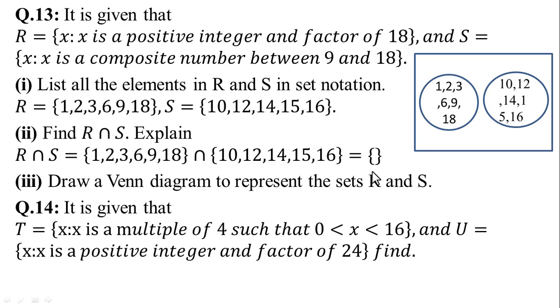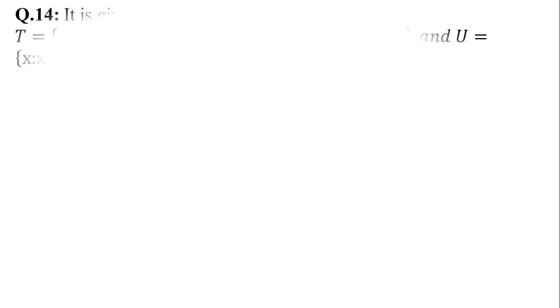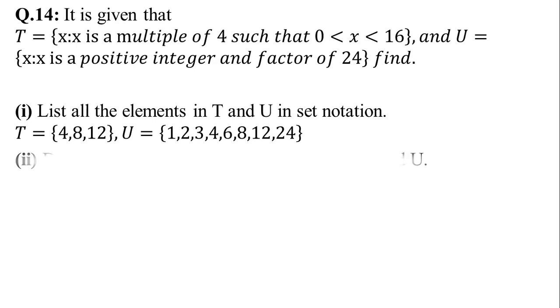In question number 14, T is equal to the set of x such that x is a multiple of 4, where x is greater than 0 and less than 16, and U is the set of positive integer factors of 24. Now find and write the elements of T and U in set notation. So we write T is equal to 4, 8 and 12, and U is equal to 1, 2, 3, 4, 6, 8, 12 and 24. Now we solve the second part of the question.